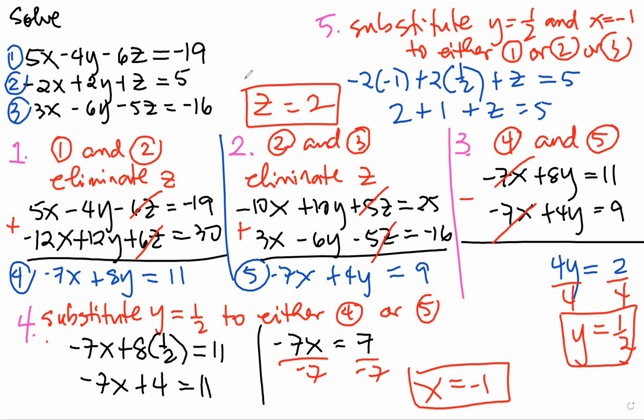So here is your final answer, x, y, z: x is negative 1, y is 1/2, and z is 2.